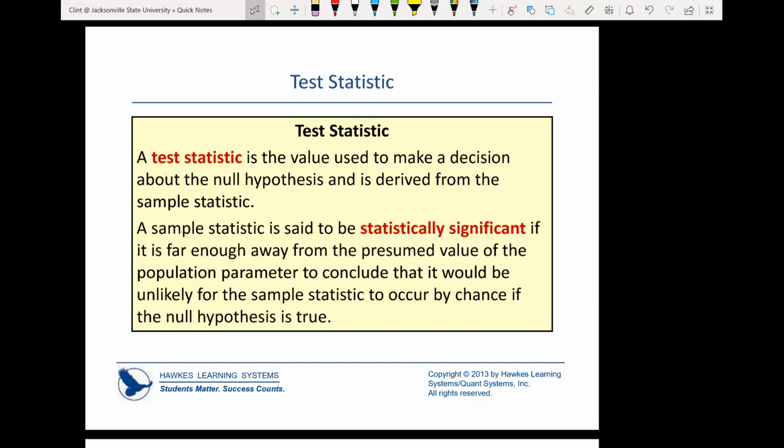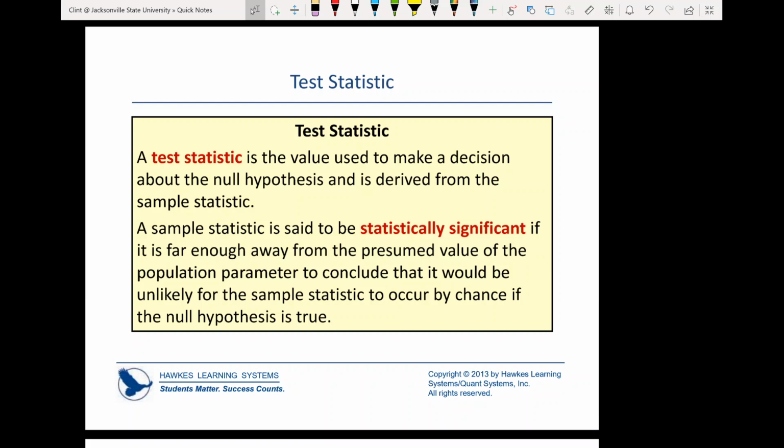We're trying to gather evidence for that. After we get our hypothesis set up, we're going to collect some data, and from that data, we're going to make a calculation and come up with this thing called a test statistic. The test statistic is the value that we'll use to make our decision about the result of our test. Okay? And the way we do that is we say that if our test statistic is statistically significant, then that means we have strong evidence against the null hypothesis, so we will reject the null hypothesis. That means we've got strong evidence in favor of the alternative hypothesis.